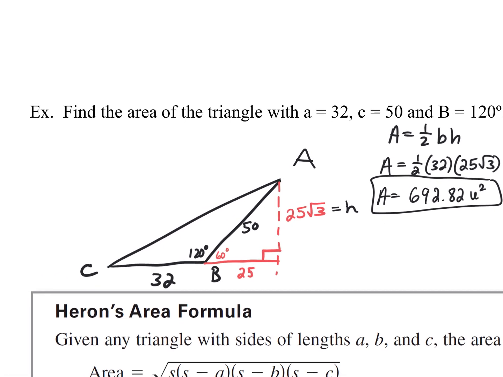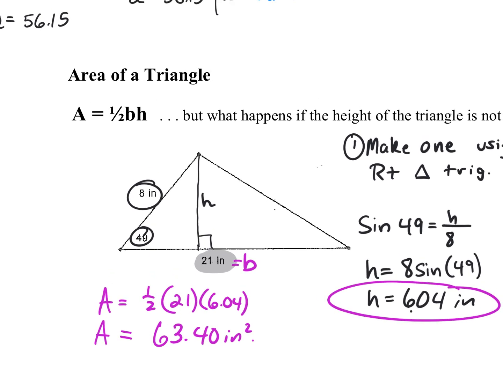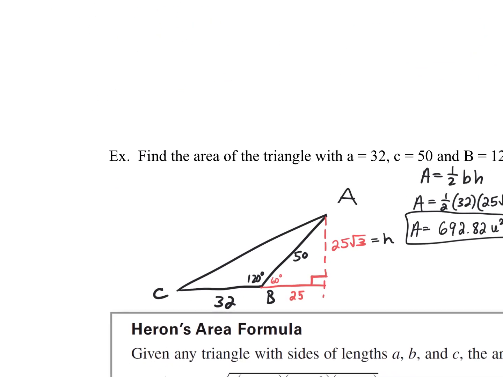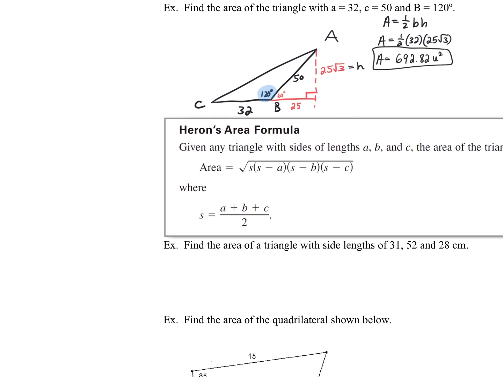So again, if we don't have the height of a triangle, we can always create one using right triangle trig. When we drop an altitude, it may be like our first example where it's kind of easy to go straight across our triangle. It's also possible that our height exists outside the triangle. That'll happen when we have a base angle that is obtuse, as we have here. So that's one way to deal with area.